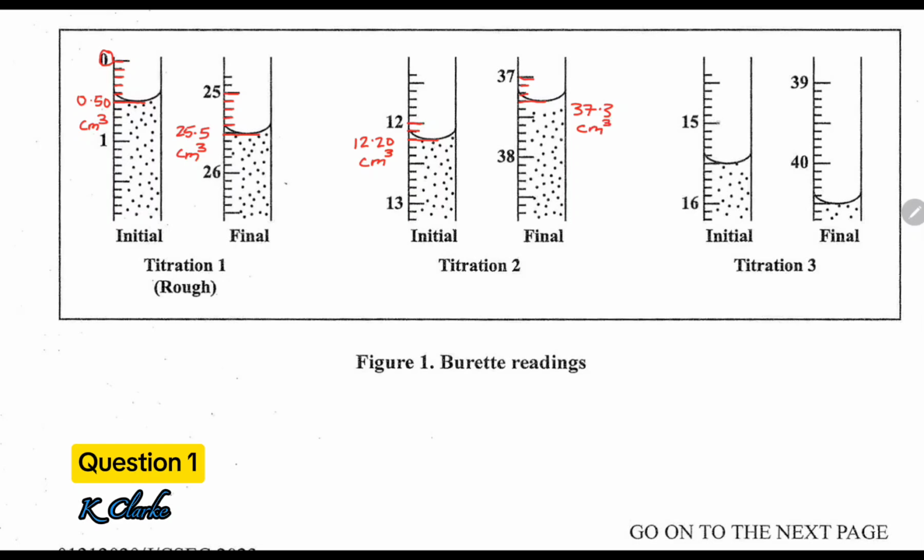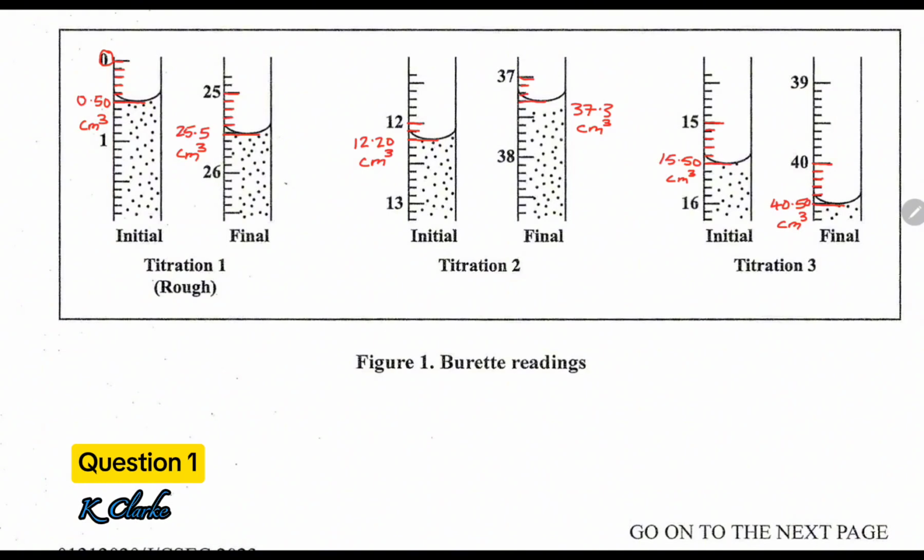Titration 3. So we have 15, 15.1, 15.2, 15.3, 15.4, 15.5. So 15.50 cm cube. The final reading for titration 3, 40, 40.1, 40.2, 40.3, 40.4, 40.5. 40.50 cm cube.